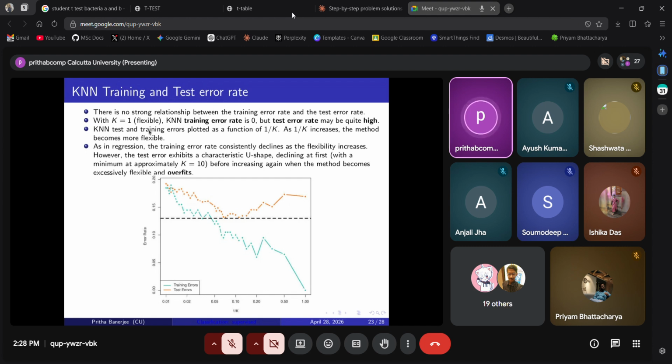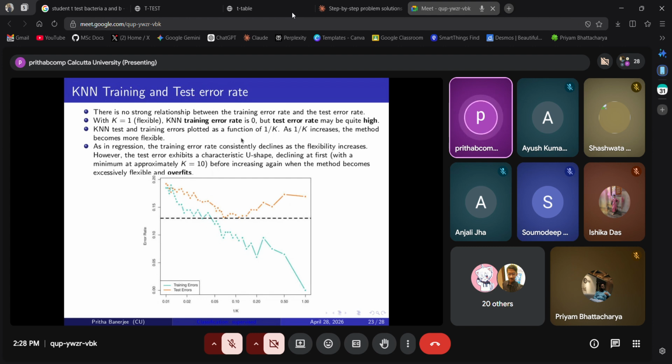What we see is that there is no strong relationship between the training error rate and the test error rate. They are going on their own. When k is equal to 1, there is a lot of flexibility. We have seen that the decision boundary is very, very flexible. So at that time the KNN training error rate is almost 0. But the test error rate may be quite high.